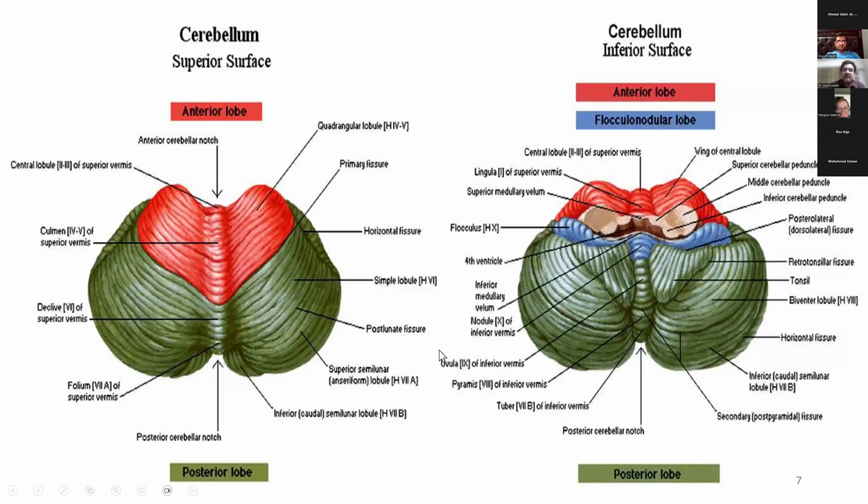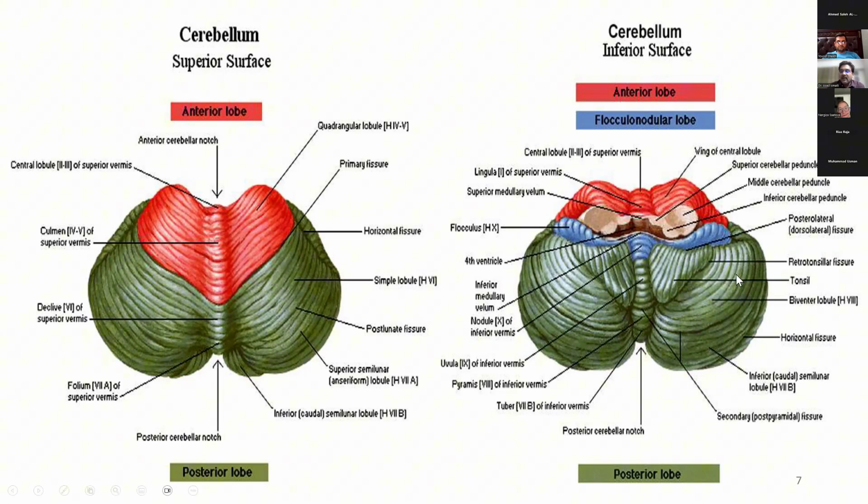Now this is the superior surface of the cerebellum. We have used three to four colors: the red one in the midline is the vermis. The upper portion is the central lobule of the vermis, the culmen of the superior vermis. As we move laterally, we have the quadrangular lobule in the hemisphere, and these are separated by the primary fissure. As we move downward in the midline, we have declive, folium, and the posterior cerebellar notch. So when we see the cerebellum from the superior surface, it appears like this.